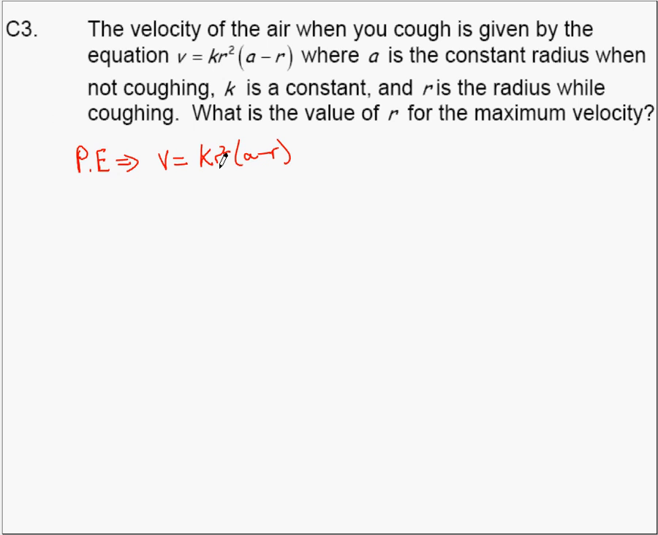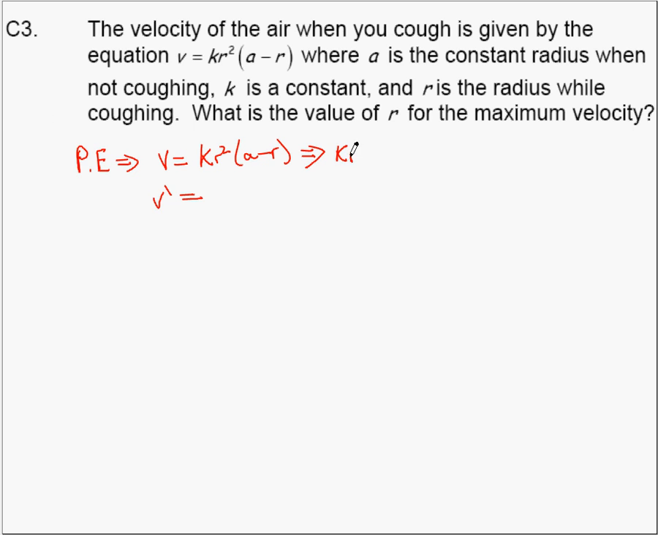Only one variable, one thing that's changing, so we can start by doing the derivative. Remember, for max-min questions, if we have more than one variable, we need a secondary equation to replace the extra variables. But since we only have r that's changing, we can take the derivative. Two ways we can do it. We can use the product rule straight from this step, or we could actually simplify this step first.